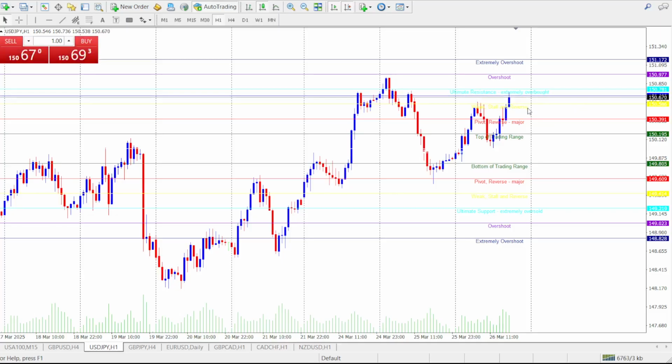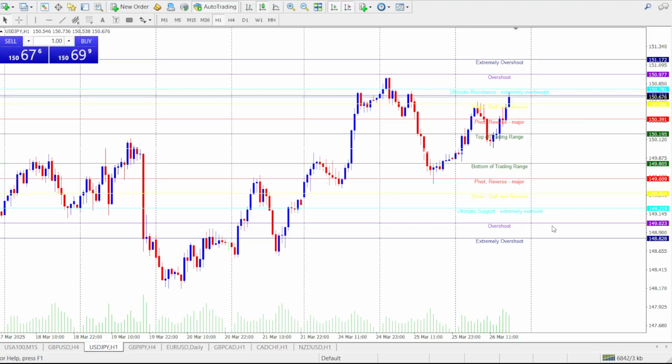Now, if you want to trade breakouts, if price breaks above the extremely overshoot, the one up here, or below the extremely overshoot, the one down here, then it might indicate a strong trend continuation. Breaking below this could mean continuation to the downside. Breaking above this might mean continuation to the upside.